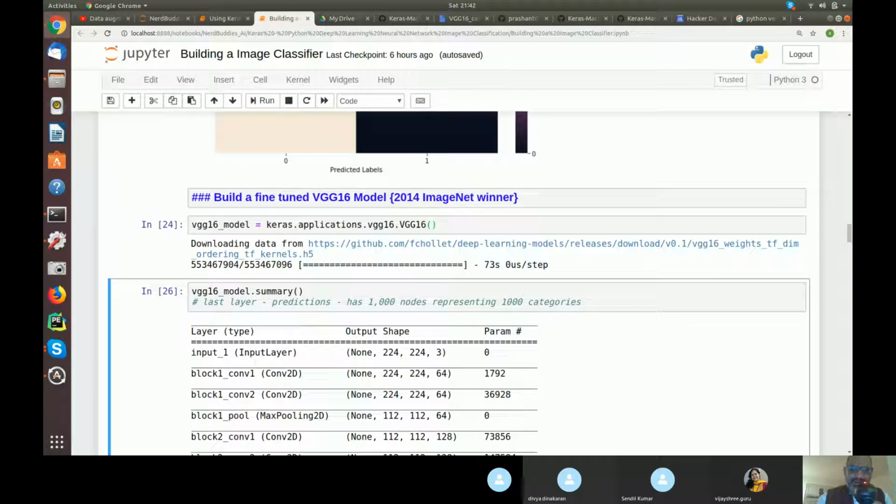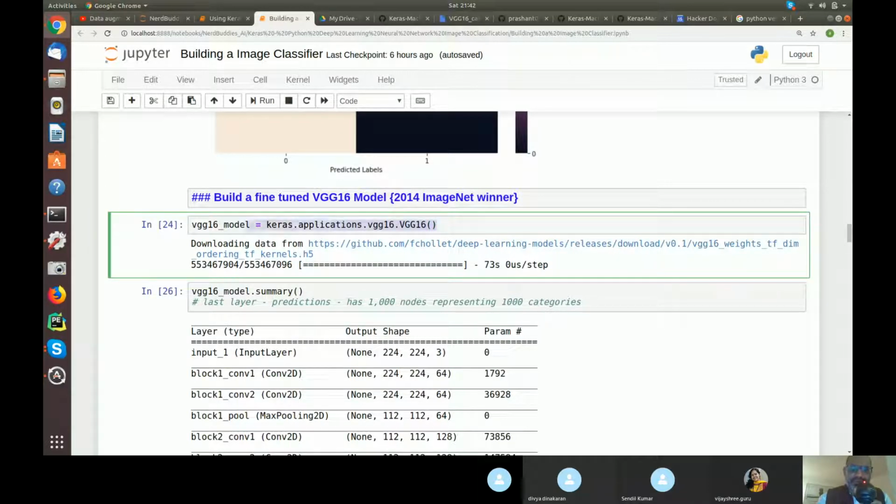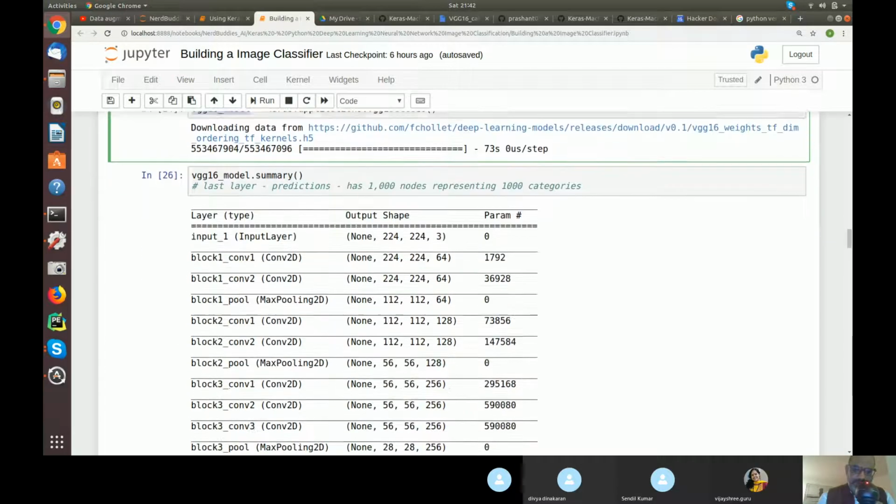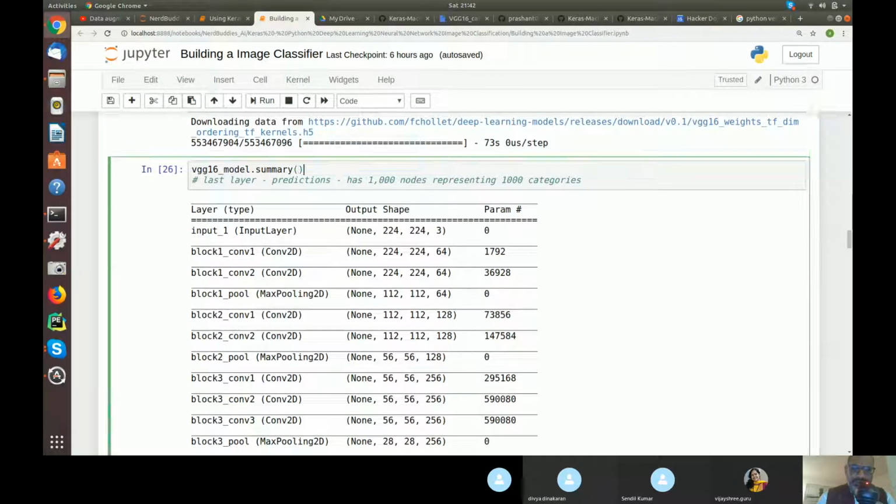But the first step is Keras provides you a set of models. So the first thing that we're doing is we're just saying, go get the VGG model 16 and save it in this variable. If you run that, then it'll go to GitHub and download this model. And then when you do the summary, the summary will show you the architecture of the neural network.